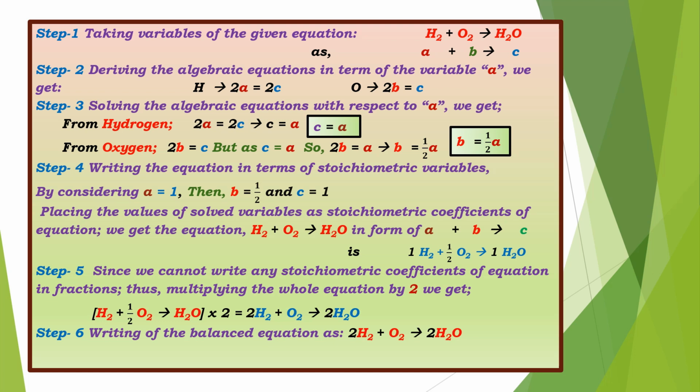Placing the values of solved variables as stoichiometric coefficients of the equation, we get the equation H2 plus O2 gives H2O in the form of ABC as 1H2 plus half O2 gives 1H2O. Step 5. Since we cannot write any stoichiometric coefficients of the equation in fractions, thus multiplying the whole equation by 2, we get H2 plus half O2 gives H2O multiplied by 2 is equal to 2H2 plus O2 gives 2H2O. Step 6. Writing the balanced equation as 2H2 plus O2 gives 2H2O.